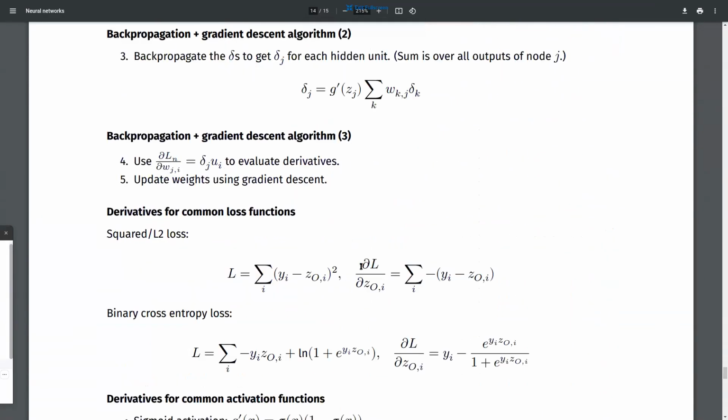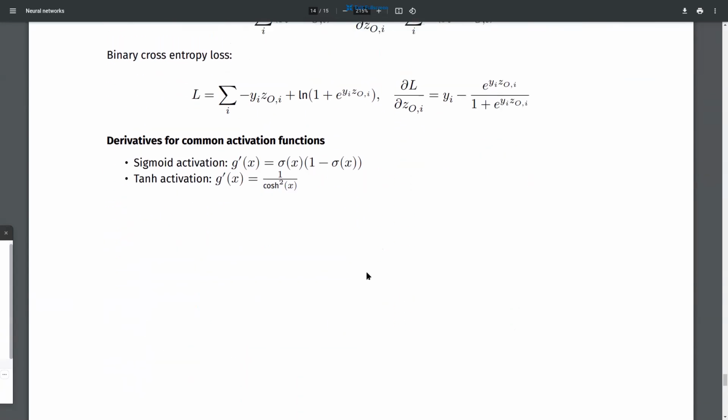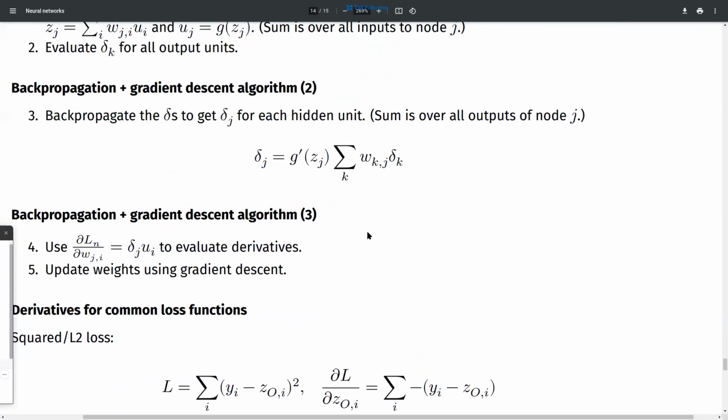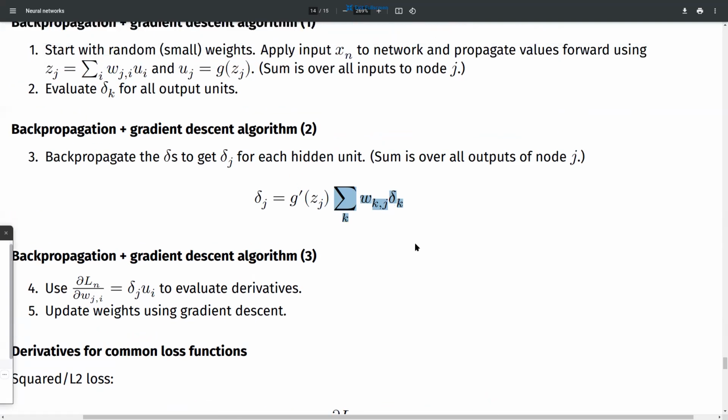Okay, so at every unit, I will compute the local gradient. The local gradient is the derivative of the activation function with respect to the inputs at that unit, and then the derivative with respect to the weights coming into the unit of everything coming from upstream. Right, so this is a sum over everything coming from the next layer.